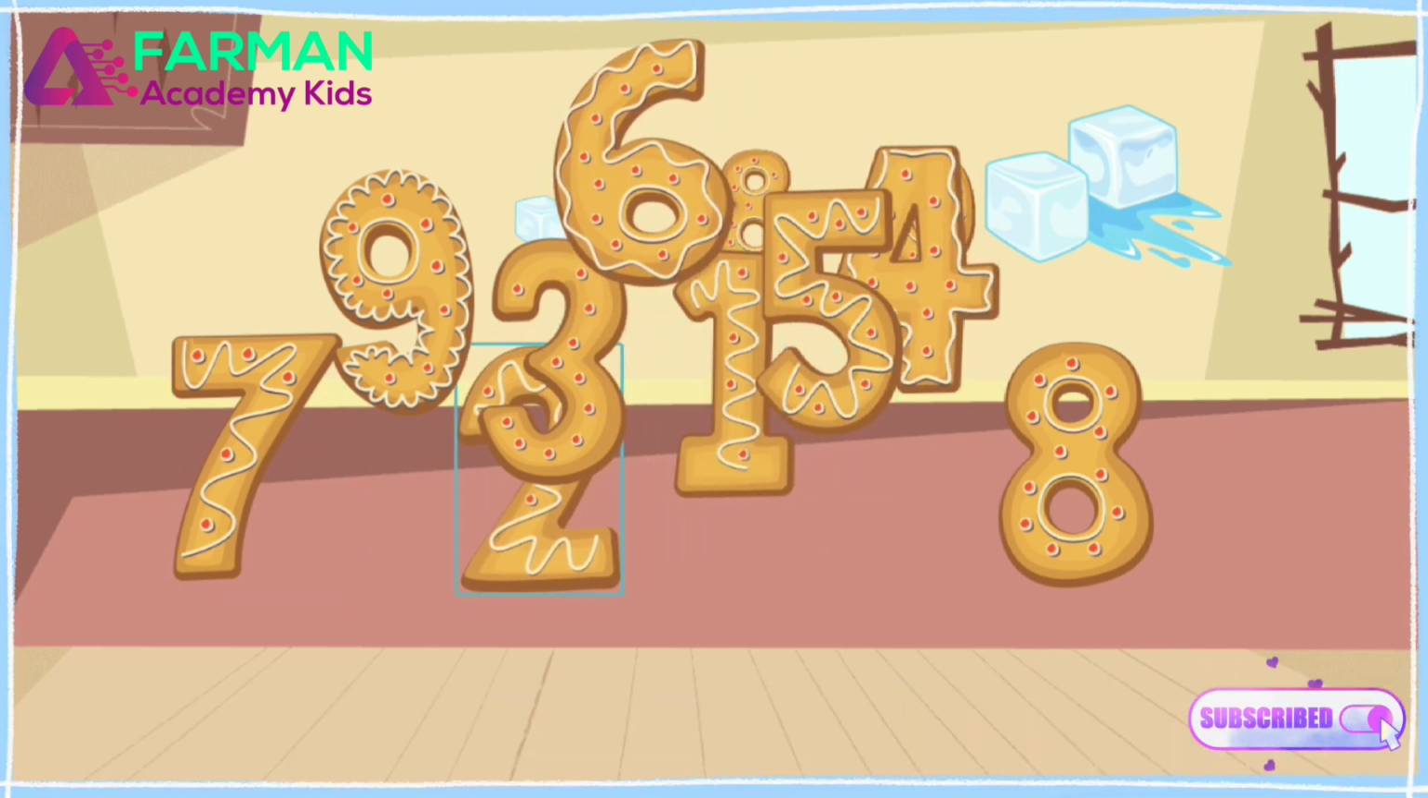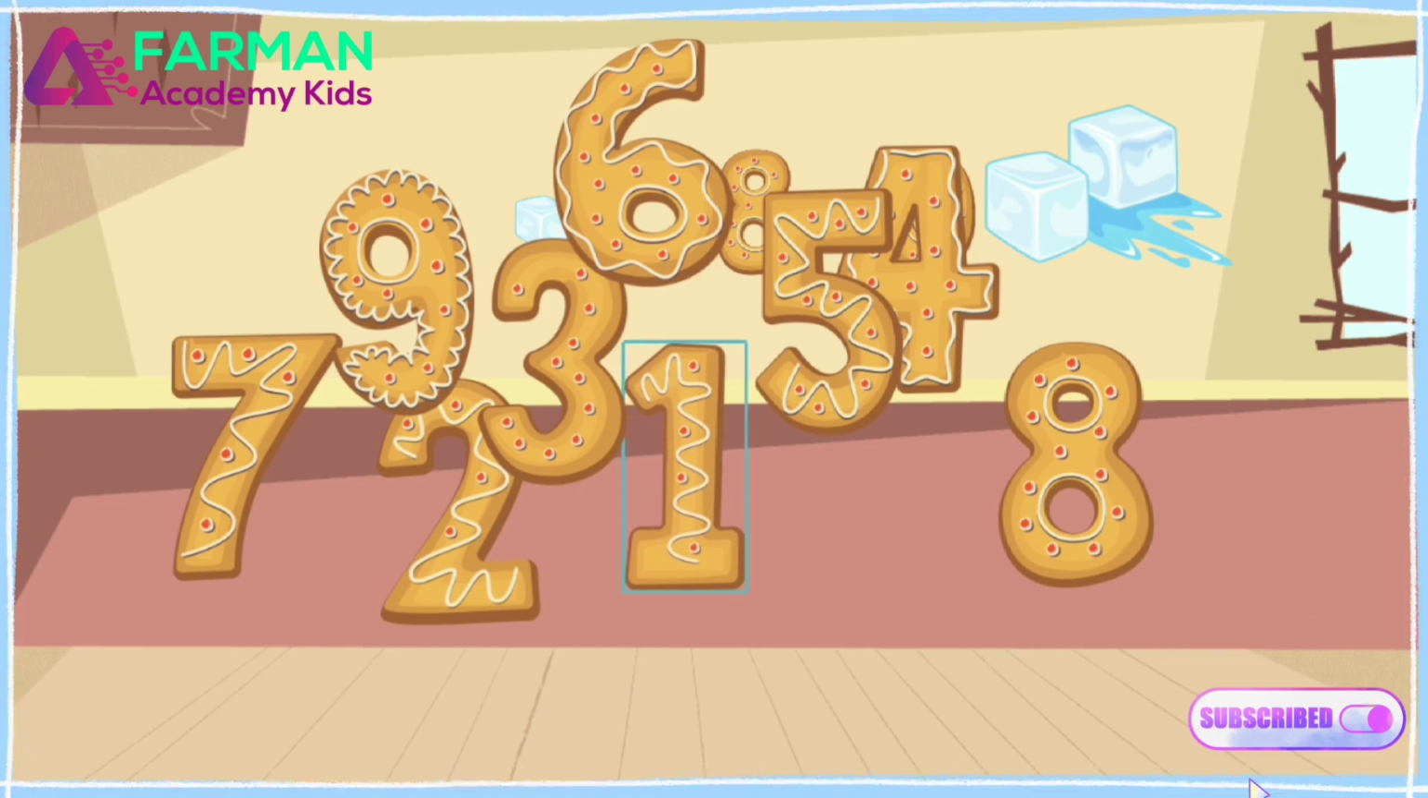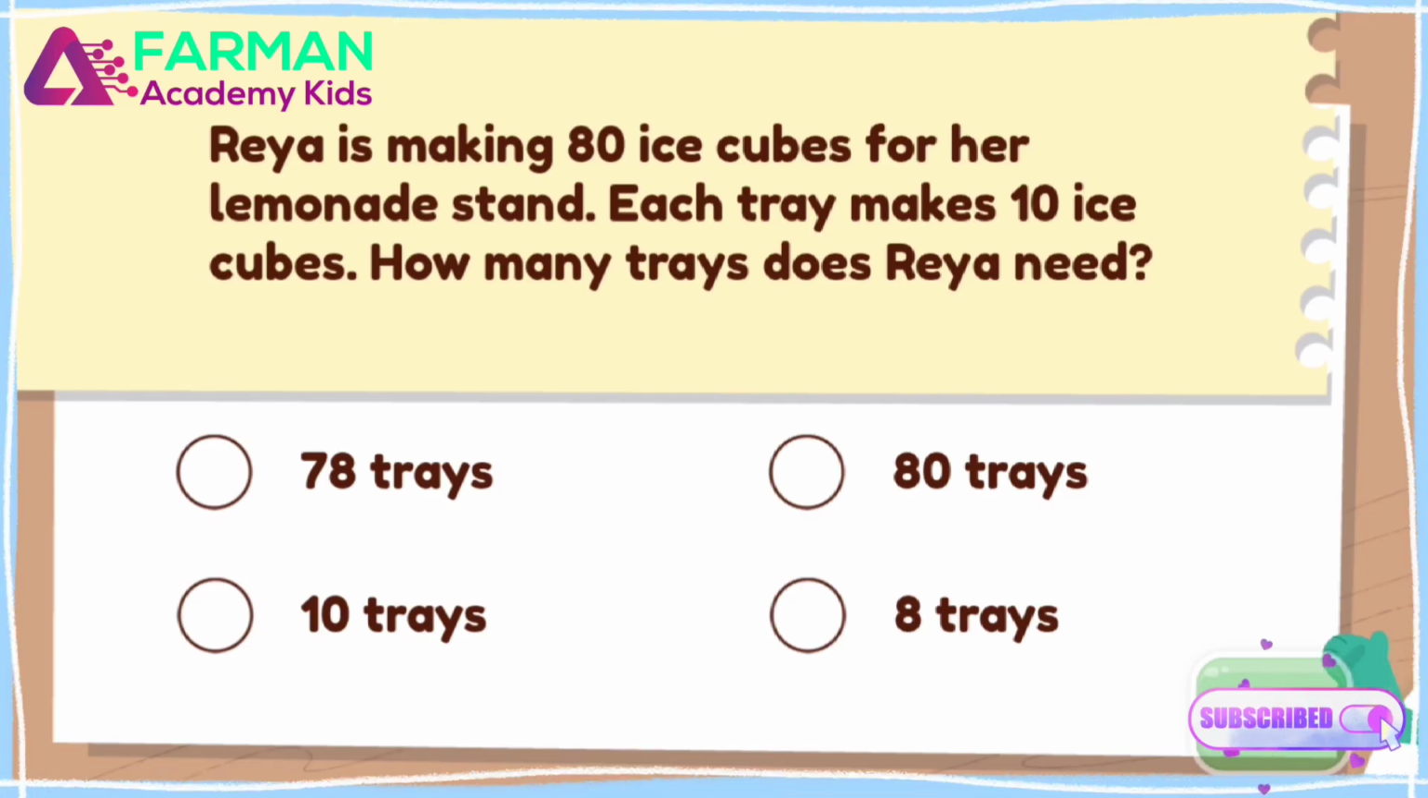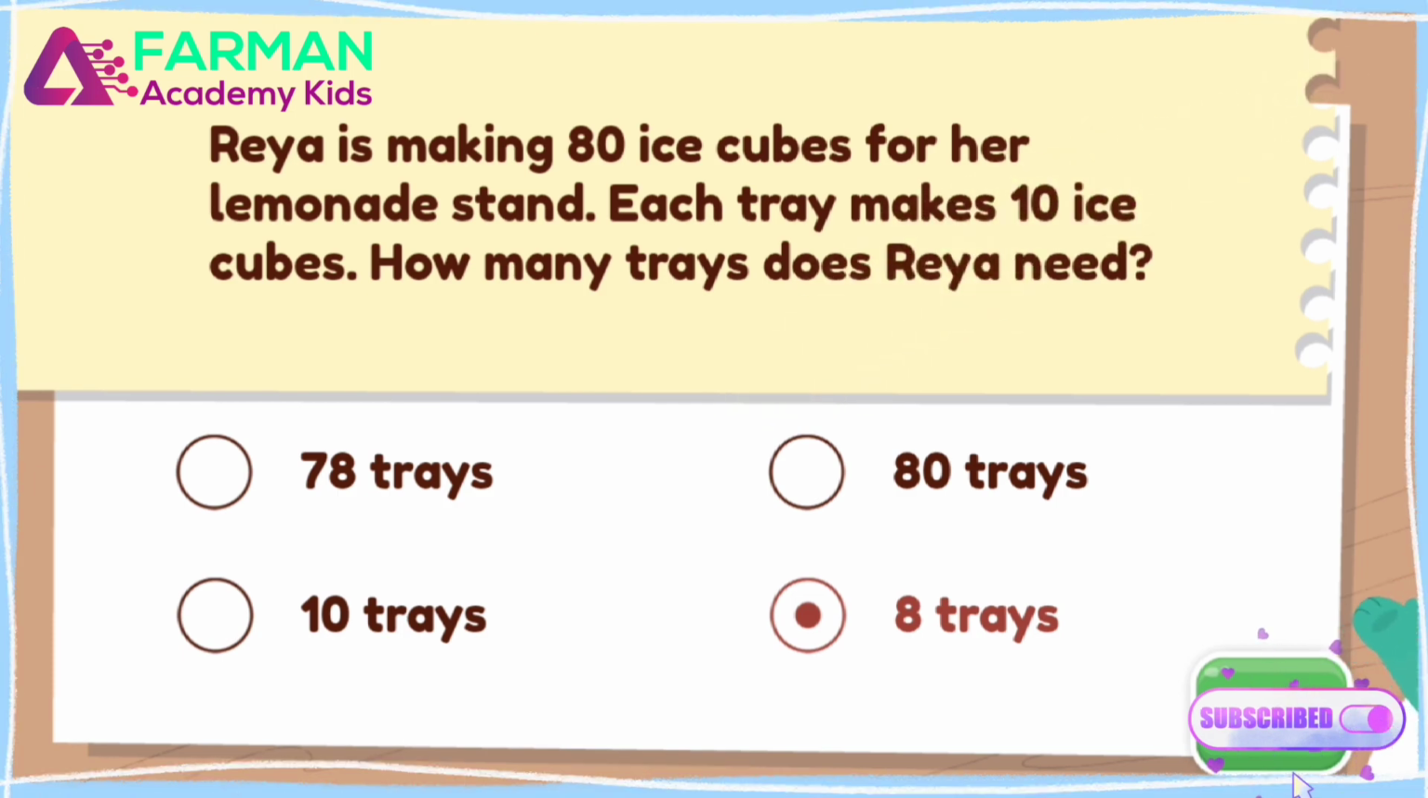What answer did you find on the last question? You got it! Rhea needs 8 trays with 10 ice cubes each.